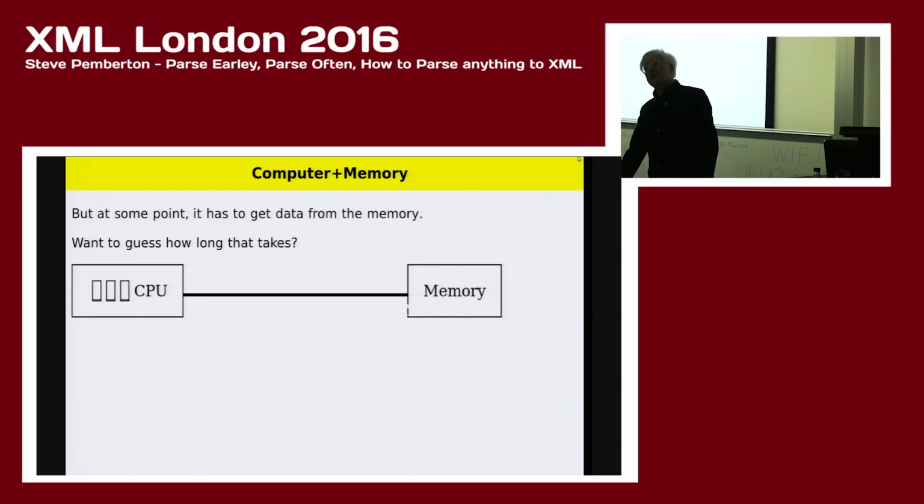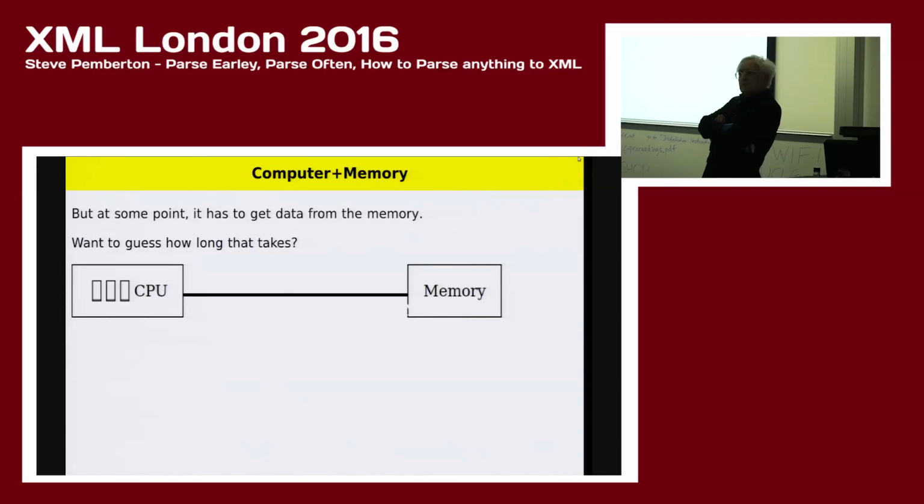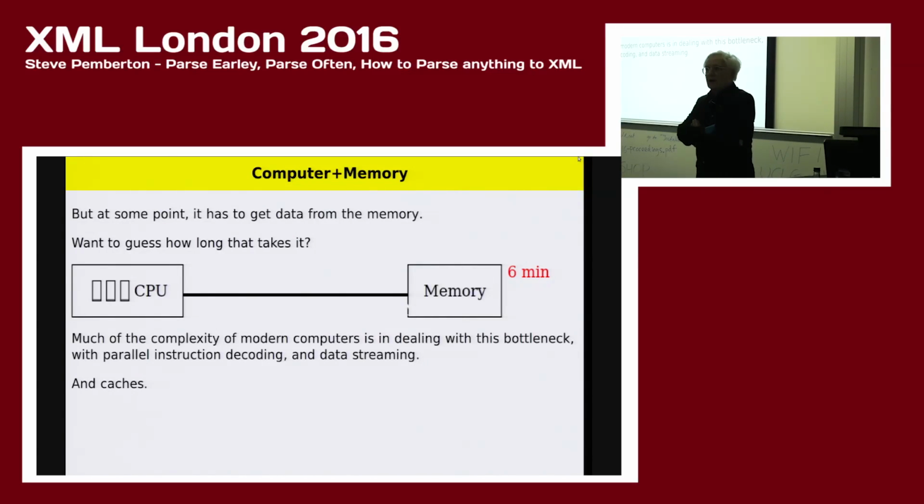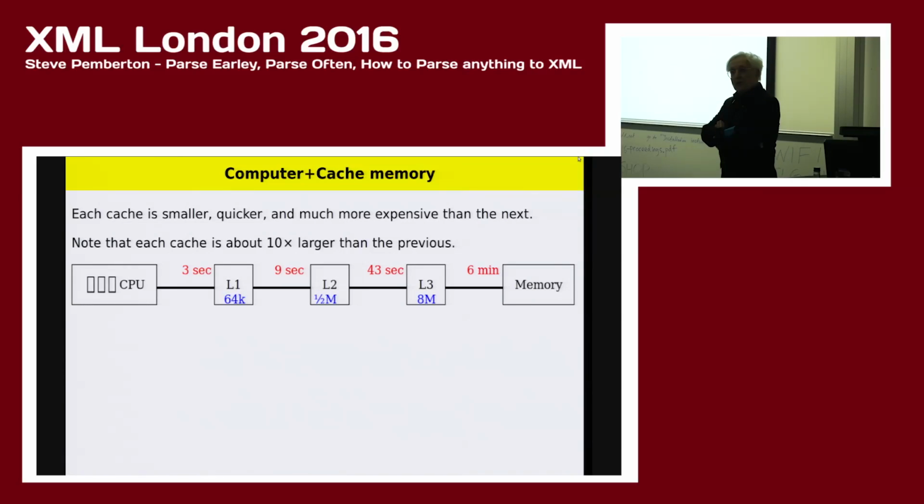Now, want to guess how long it takes to get something in the memory? And on this, who thinks that it might be longer than a minute? 3 people. 10 seconds? Who thinks it's going to be longer than 10 seconds? In fact, 6 minutes. At this rate, a typical desktop computer will take 6 minutes to go and get a value from the memory. And in fact, much of the complexity of modern computers is purely about dealing with this bottleneck by doing parallel instruction decoding, data streaming, and all sorts of stuff. And caches. Typically, there are 3 levels of caches.